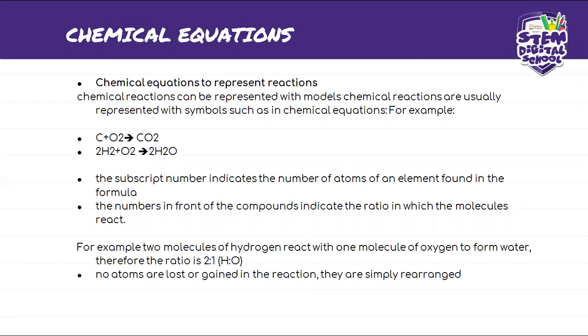Okay. Now let's go on. So for example, 2 molecules of hydrogen react with 1 molecule of oxygen to form water. Therefore, the mole ratio is going to be what? 2:1. So when you look at the formula, hydrogen is 2, oxygen is 1. So the moles are 2 for hydrogen, 1 for oxygen. Okay. No atoms are lost or gained in the reaction. They are simply rearranged. Okay, we have already seen that is conservation of atoms.